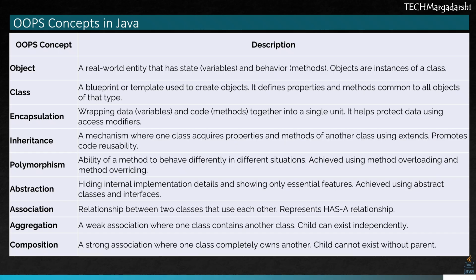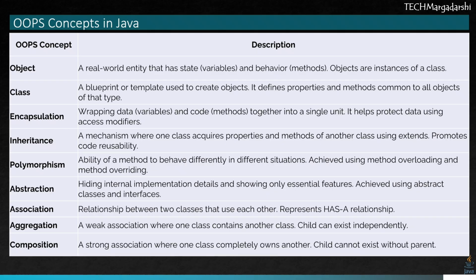Encapsulation means wrapping data and methods together into a single unit. It helps protect data using access modifiers and improves security and control. Inheritance is a mechanism where one class acquires the properties and methods of another class using the extends keyword. It promotes code reusability and reduces duplication. Polymorphism refers to the ability of a method to behave differently in different situations. In Java, this is achieved using method overloading and method overriding.